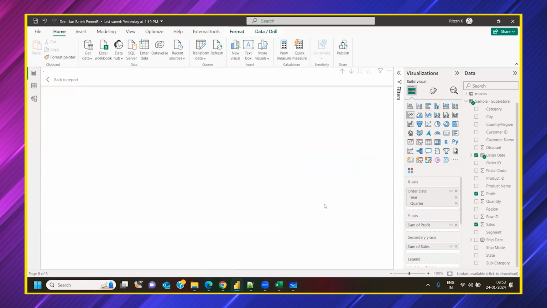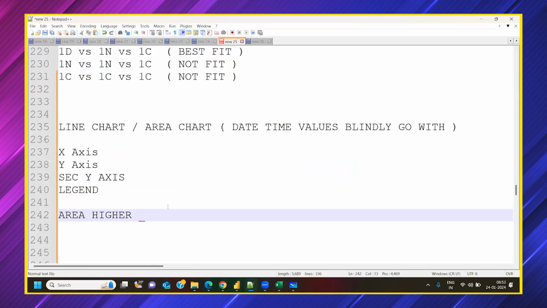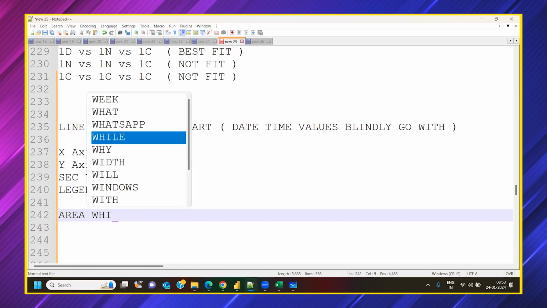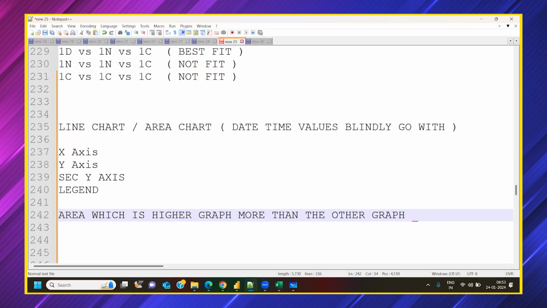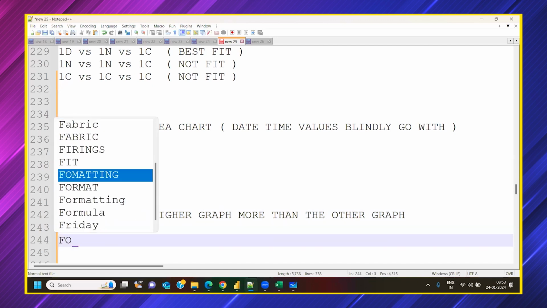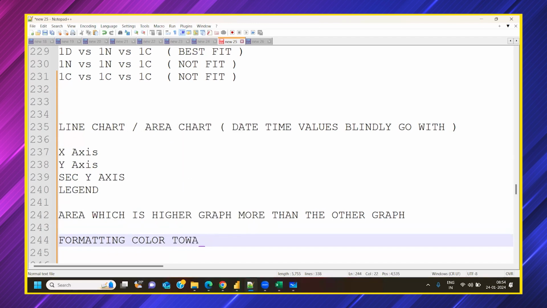In case of line chart, it is pretty straightforward. Nothing is highlighted. In case of area chart, the area which is higher, the graph should always be up, or more than the other graph. Why? Because the other graph is less than the higher graph. And one more important thing, formatting. Colors towards axis play an important role.